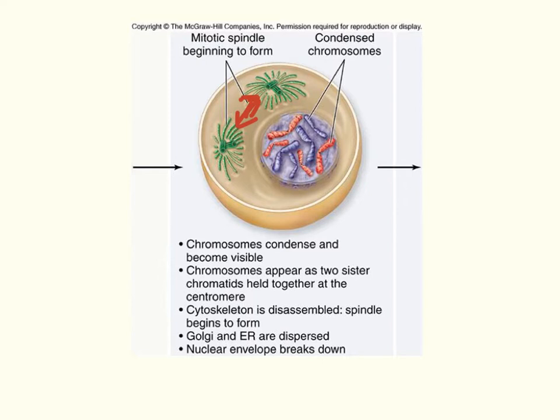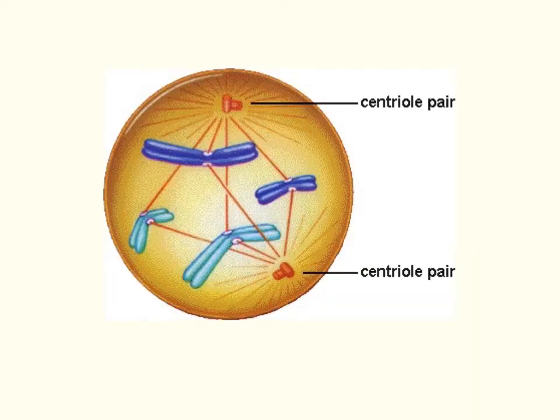And microtubules, or spindle fibers, are beginning to arise from those centrosomes. This is an image of late prophase, where the duplicated chromosomes have completely condensed and they are attached to spindle fibers, and the centrosomes with their centrioles are on opposite poles.